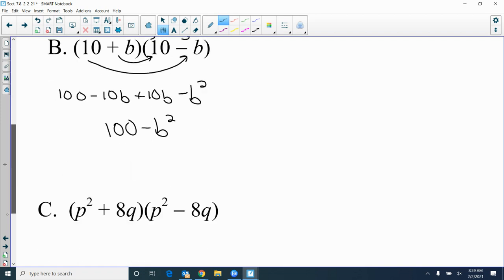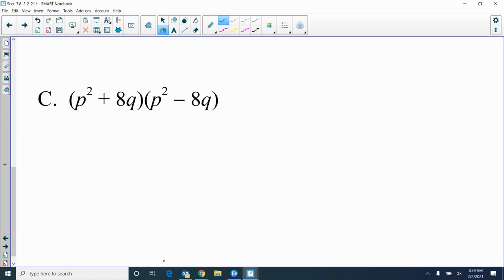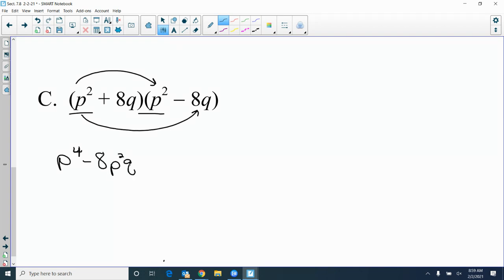And what's C? Oh, we got an extra letter. So first we have to multiply the p to the second times p to the second, you get p to the fourth. Okay, p to the fourth. Good. Then what's my next one gonna be? Then you have to multiply p to the second times negative 8q cubed, and you get minus 8p to the second. I'm just gonna put it in alphabetical order, make it p squared q cubed.